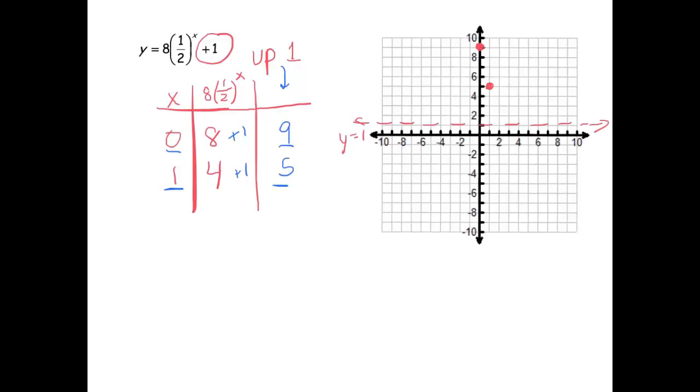I notice that this graph is actually decreasing, which makes sense because the value right here, I'm going to call it the b value, is a 1/2, right? So if you multiply something by 1/2 and you continue to do that, it's going to get smaller. So the graph is going to decrease. Let's try one more example.